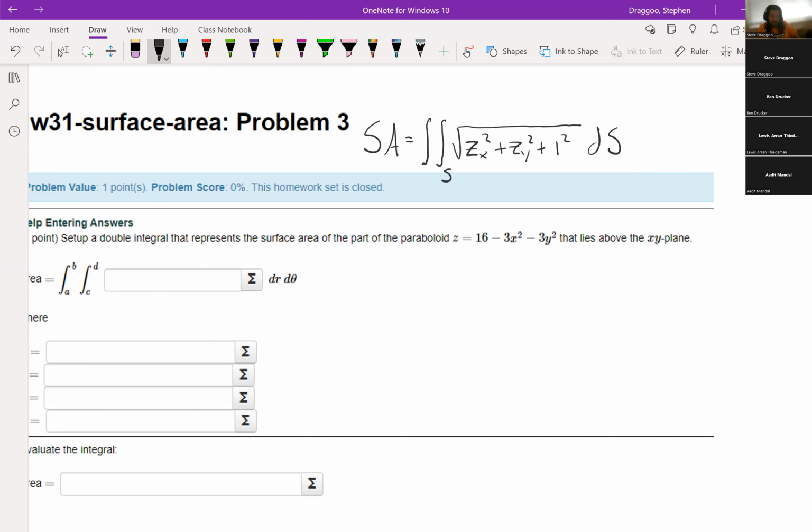So this formula, the one that we have here specifically, is going to work if we can write z as a function of x and y. But as it turns out, that's already done for us. We're given z right over here. It's a paraboloid. It's 16 minus 3x squared minus 3y squared. So what do we want to do? Oh, it's above the xy plane. I suppose that's important for us too. But that'll be important when we're setting the bounds.